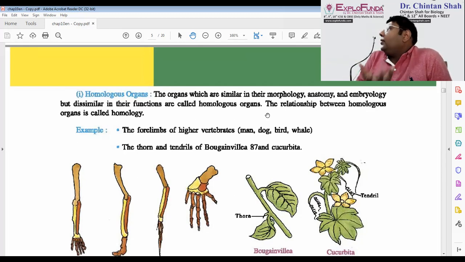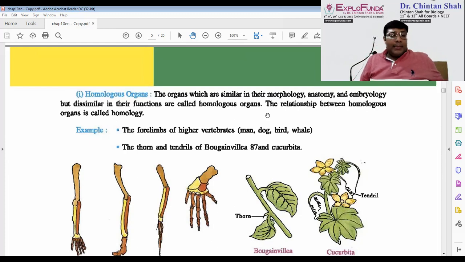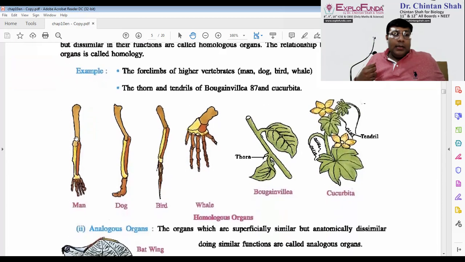Homogeneous liquid. What do you mean by that? Homogeneous solution. What do you mean by that? So uniform. So structurally they are the same, but functionally they are different. And what are the examples? The examples are a human's hand for holding something, a dog's leg to walk, a bird's wing to fly, and a whale's fin to swim. Yes or no?